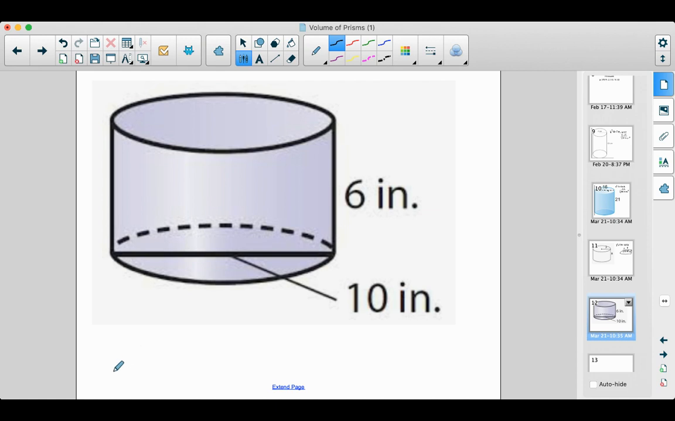All right. I'm going to pause the video here and try this one. Okay, welcome back. Here we're given the diameter, so we got to cut it in half to get the radius. Radius is 5, so 5 squared times 3.14 gives me the area of the circle. That's 78.5. Then I just multiply it by the height, which is 6. And that will give me 471. Here it tells me inches, so inches cubed.